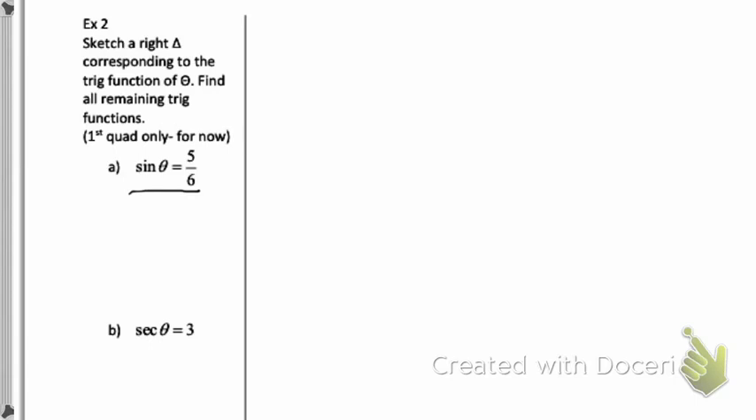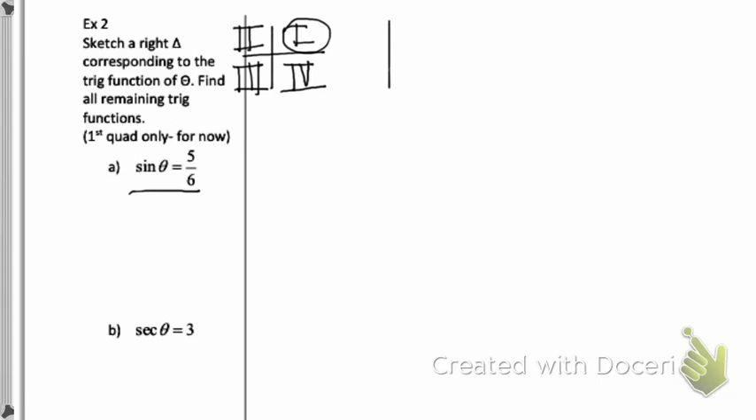So sine theta. First we know it's a positive number. So let's sketch a graph. So this is quadrant 1, 2, 3, and 4. So we know quadrant 1 has all the positive numbers. And so since sine of theta is a positive fraction with no negative number, the triangle will be in the first quadrant.